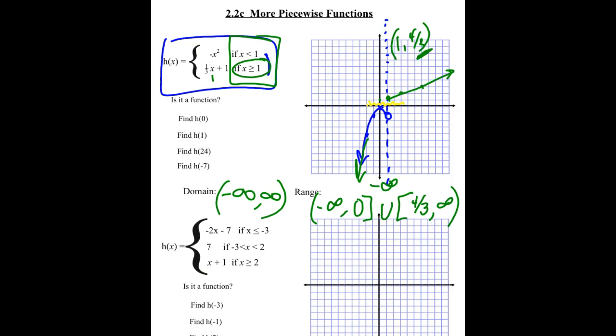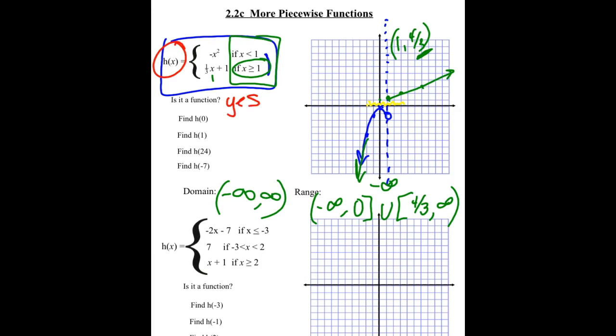Is it a function? Remember we had that vertical line test. So look through it. Does it pass a vertical line test? It should. This right here tells me I'm dealing with a function, right? It's a piecewise function. It should pass a vertical line test. So it is a function.